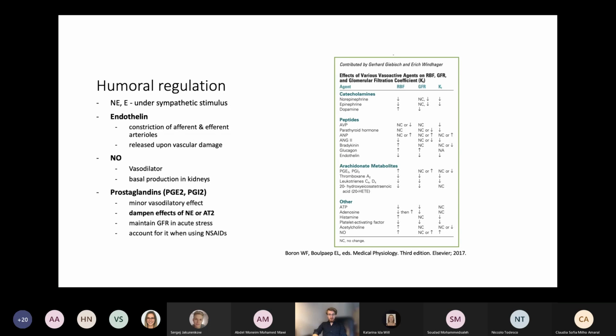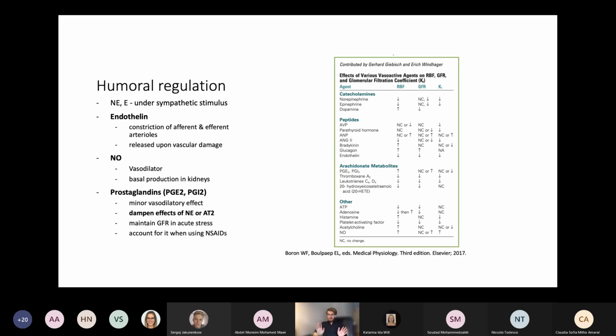And then at last, prostaglandins, something that we're going to learn about more in biochemistry. They have a minor vasodilatory effect, but their main function is they dampen the effect of noradrenaline and angiotensin II. That means if you have high levels of prostaglandins, something that is especially common during infections or high levels of stress, the effects of noradrenaline and angiotensin II will be lessened. This is something important that you have to account for when, for example, giving aspirin in order to treat inflammation. That may change the glomerular filtration rate and renal function.